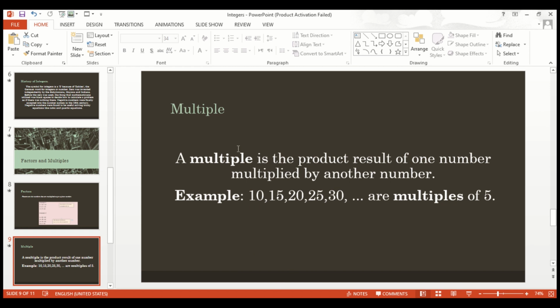Next, I'm going to be telling you about multiples. A multiple is a product, or the result, of one number multiplied by another number. For instance, 10, 15, 20, 25, 30, and so on are multiples of 5.